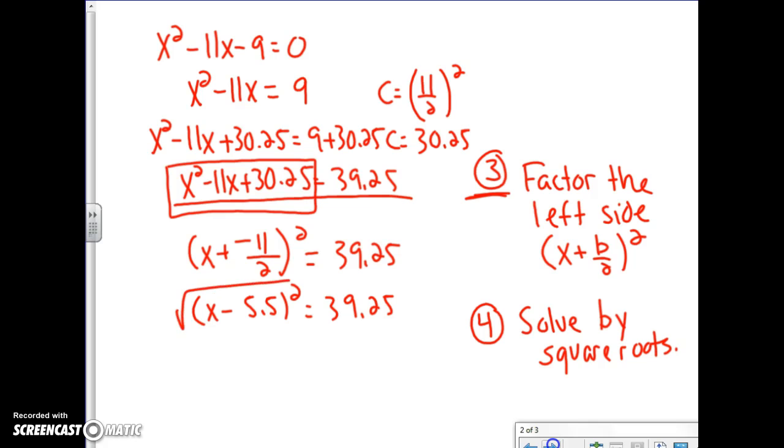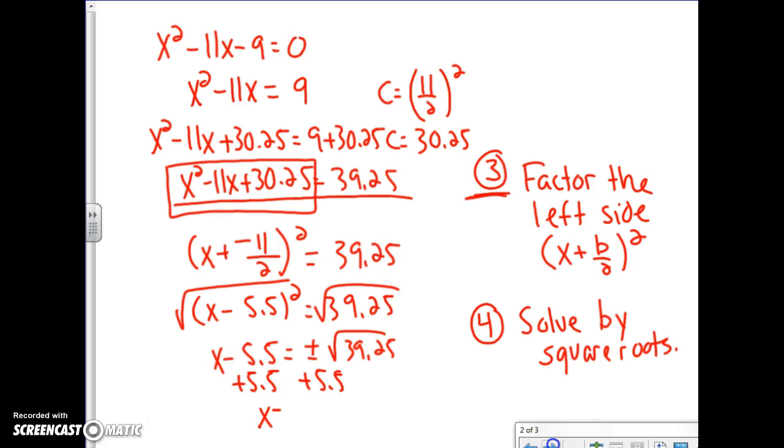So now I'm going to square root both sides. So I have x minus 5.5 equals plus or minus the square root of 39.25. And then I'm just going to solve for x by adding 5.5 to both sides. The reason I'm leaving it that way is 39.25 is just a crazy decimal. So what I end up with is 5.5 plus or minus the square root of 39.25. And that is my final answer to that question.